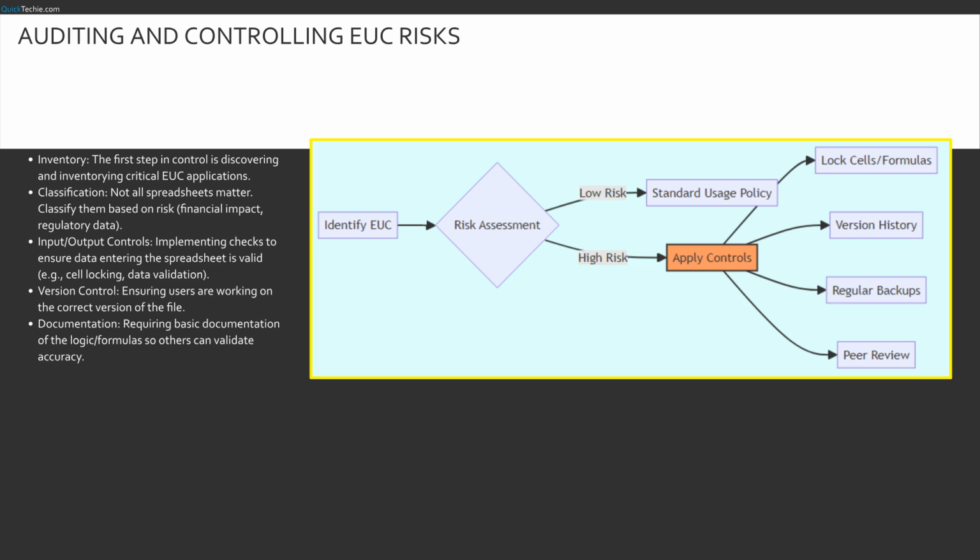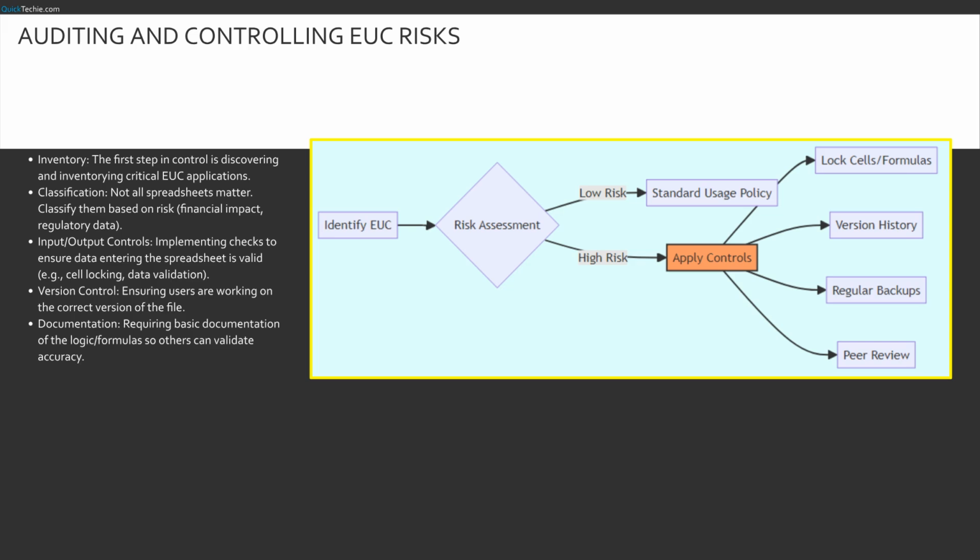We cannot ban EUC, so we must govern it. How? First, inventory. You must ask department heads, what spreadsheets are critical to your financial reporting? Second, classification. We don't audit the lunch menu spreadsheet. We audit the tax calculation spreadsheet.